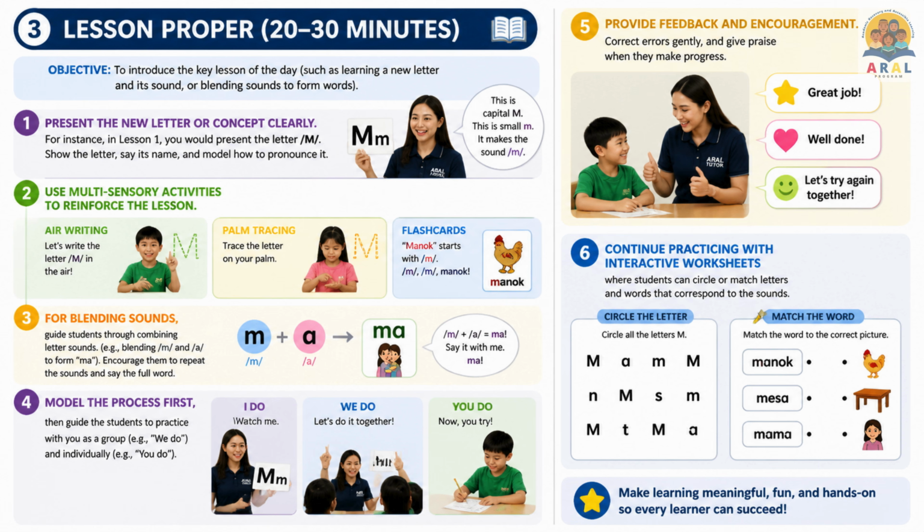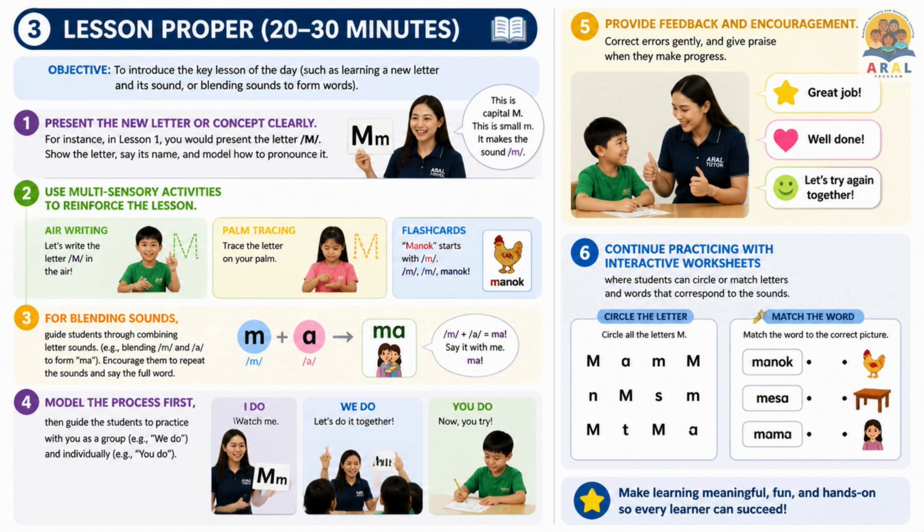Our objective: to introduce the key lesson of the day, such as learning a new letter and its sound, or blending sounds to form words. Our actions: we present the new letter or concept clearly. For instance, in Lesson 1, you would present the letter M, show the letter, say its name, and model how to pronounce it. Then we use multi-sensory activities to reinforce the lesson, like writing the letter in the air.